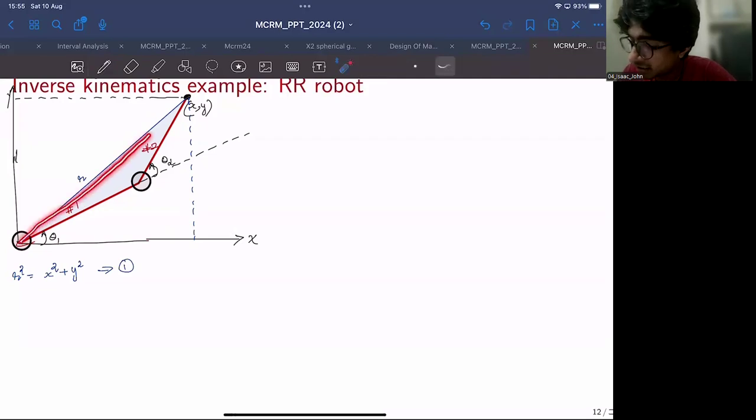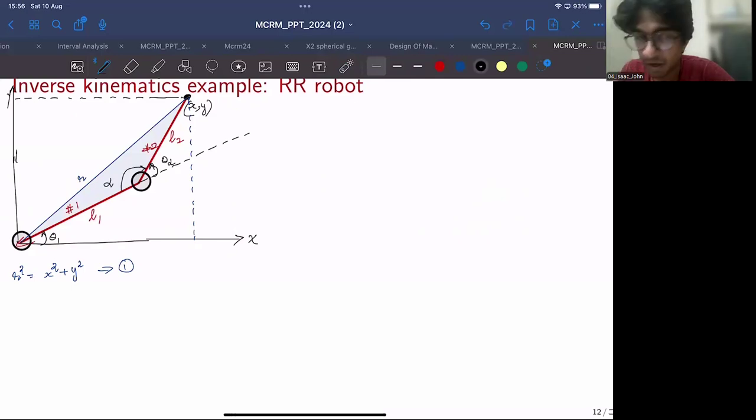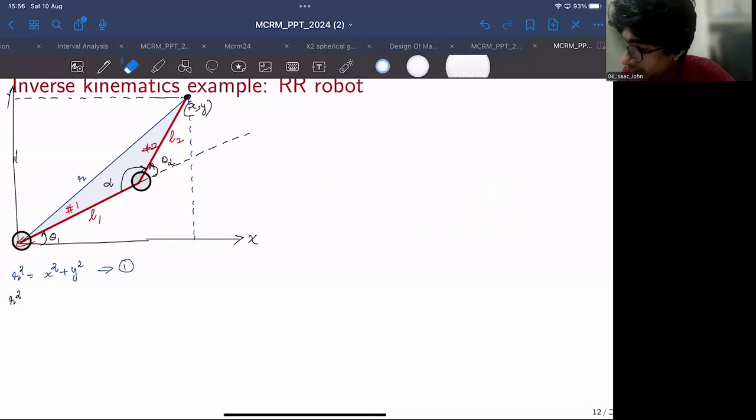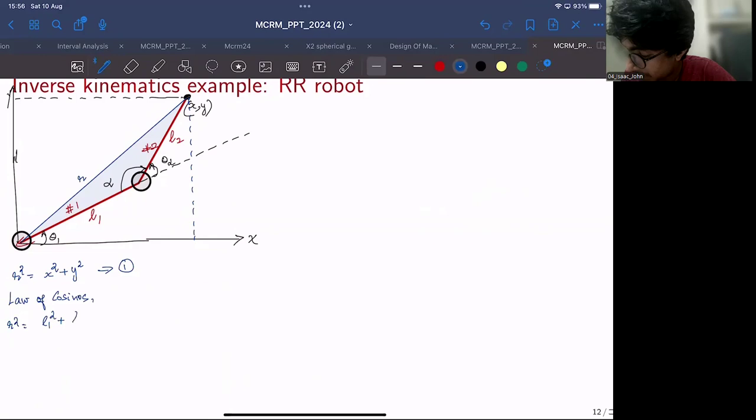And if you again consider this triangle, it's not a right angle triangle, right? And if you consider the link lengths to be L1 and L2, right? L1 is the length of this link and L2 is the length of this link. And for the sake of convenience, I will define this angle as alpha. So what is r using the law of cosines? So from the law of cosines, r square is nothing but L1 square plus L2 square minus 2 L1 L2 cos alpha. I label this as equation 2, right?